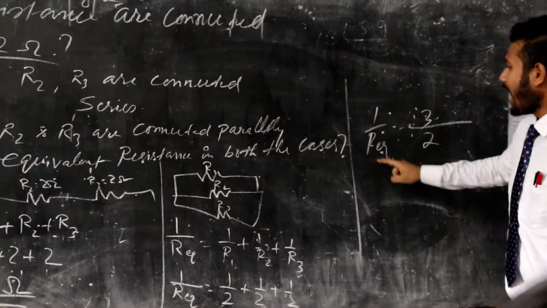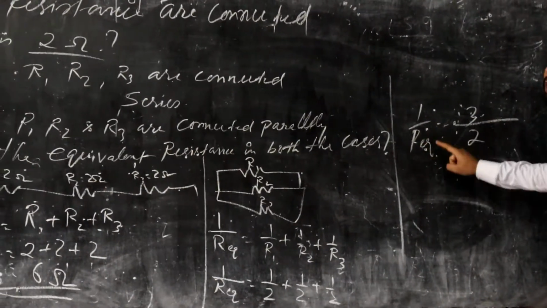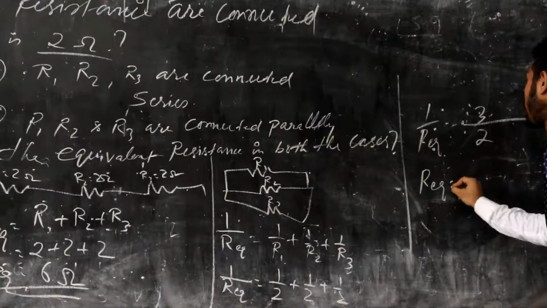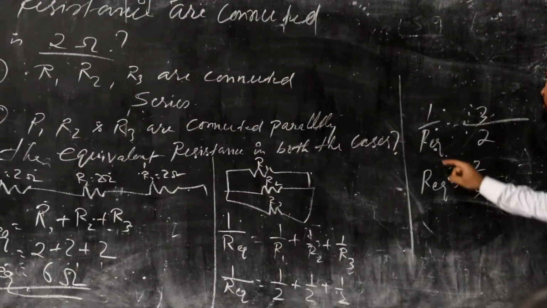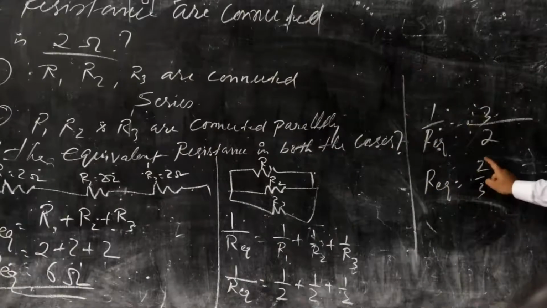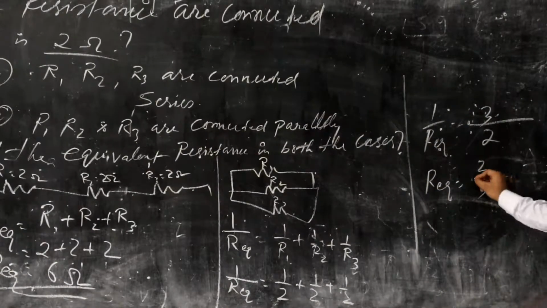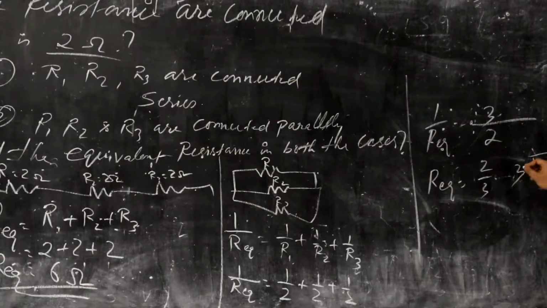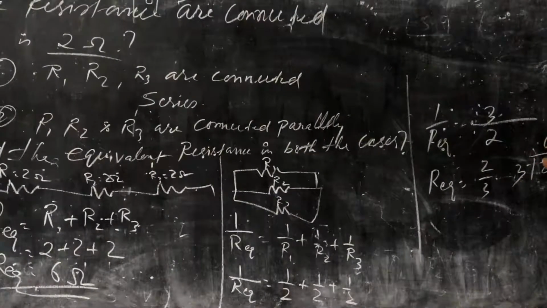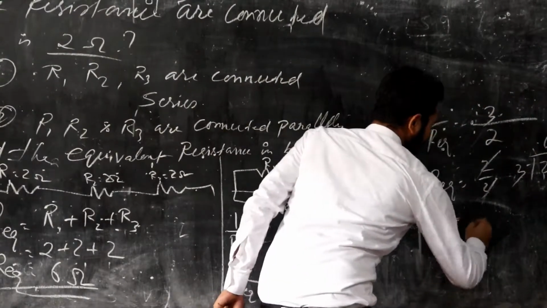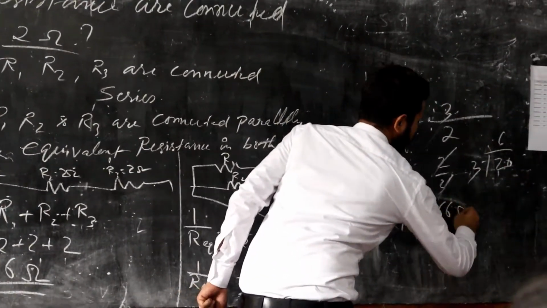Yes. Now I want to find R equivalent, not the reciprocal of the equivalent. So R equivalent is equal to 2 by 3, because I am taking the reciprocal. So R equivalent is equal to 2 by 3, which is 0.66. So look here, R equivalent is 0.66 ohm.